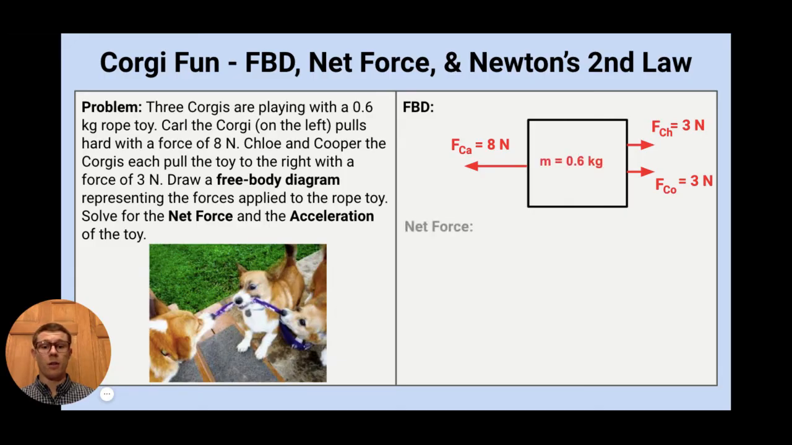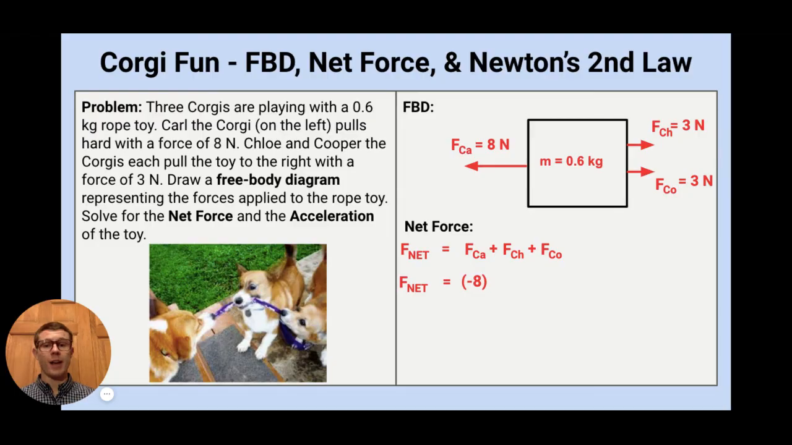So now we need to figure out our net force. Again, the mass was given, so we're going to use that in just a second. But to calculate the net force here, we're going to find the sum of all the forces, or we're going to add all the forces together. Here we have the force due to Carl, and we have the force due to Chloe, and we have the force due to Cooper. So we're adding all of them together.